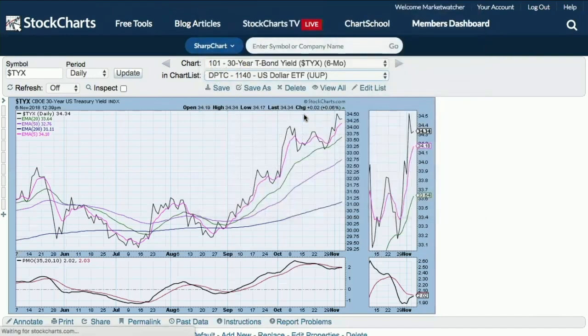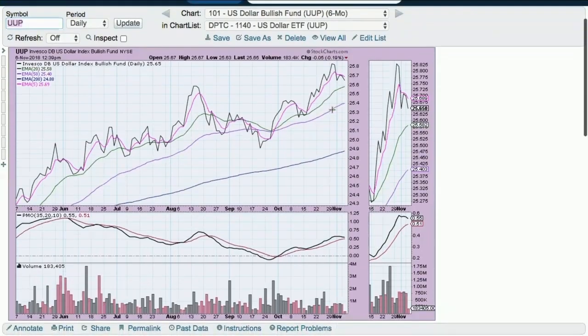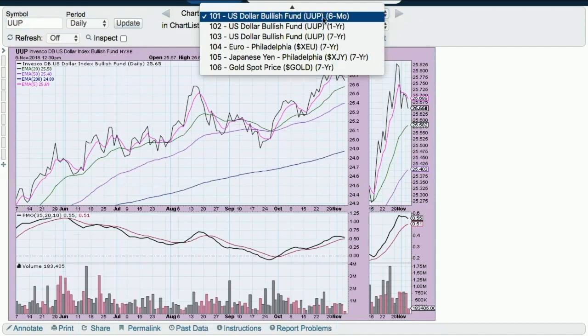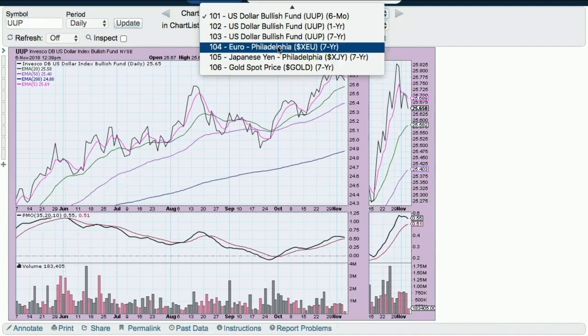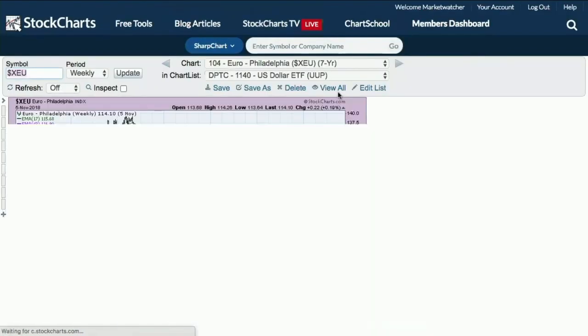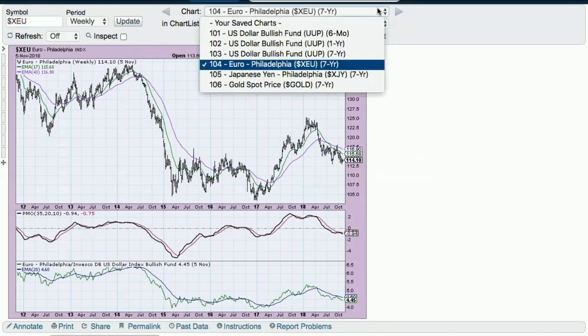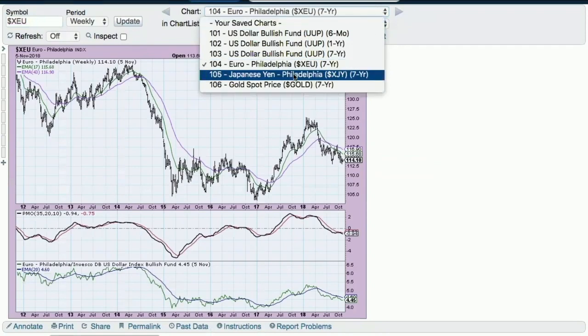Let's look at UUP, the dollar, which is what I follow very closely in the DP alert. Again, you have all of the different time frames already produced for you. Some of the other markets you might be interested in are also included in here. So you have the euro in here. And we also have the Japanese yen.